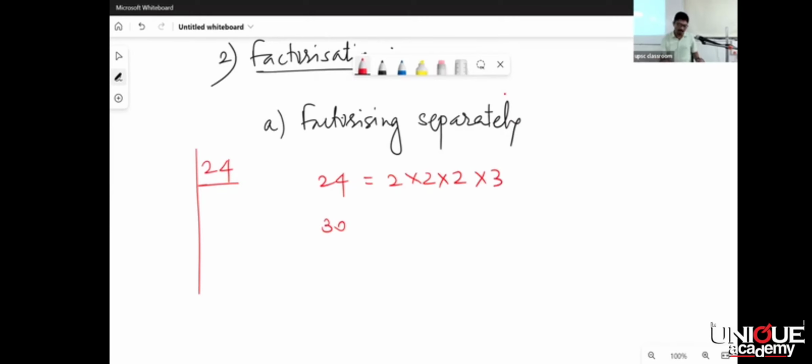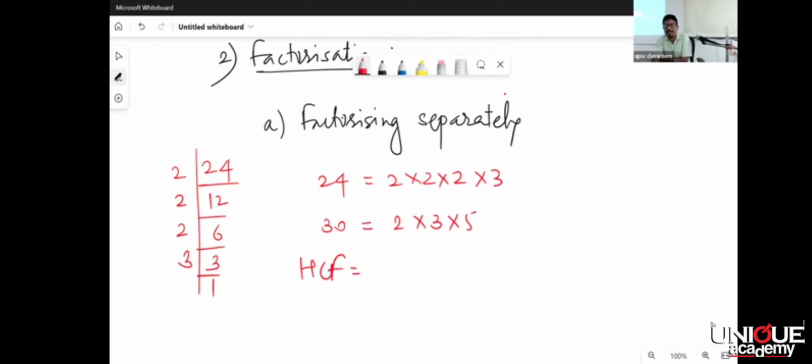24 being divisible by 2, we get 12. You need to continue dividing by 2 till we get the number. Now 3 being a prime number, we have to divide it by 3 only. So 24 has factors 2 into 2 into 2 into 3, and 30 has factors 2 into 3 into 5. To find their HCF, we have to take the common factors.